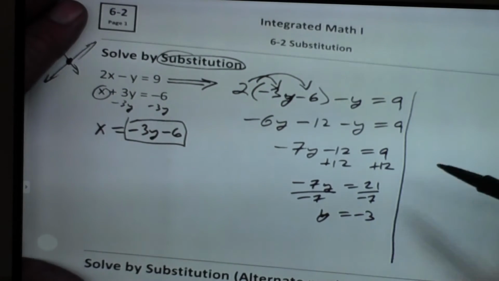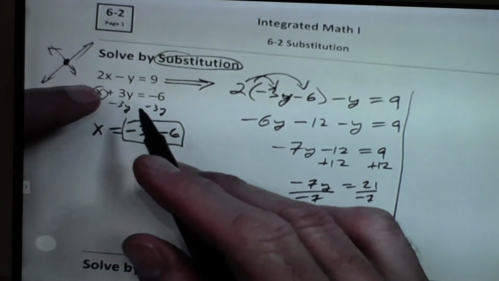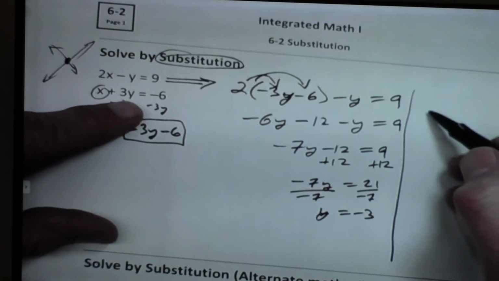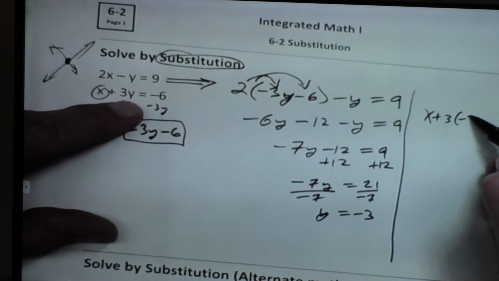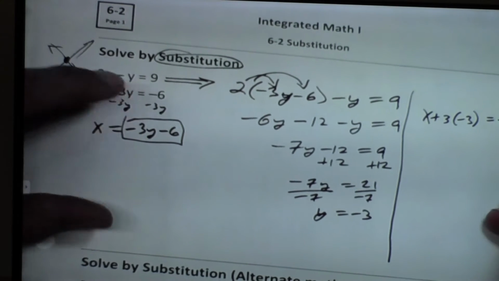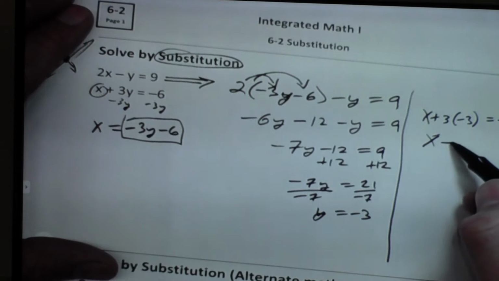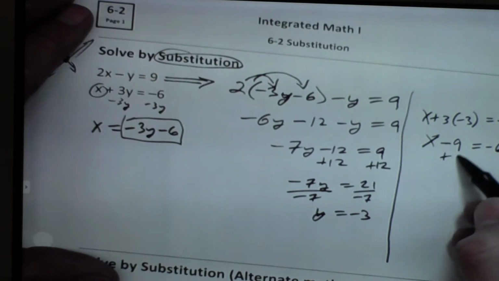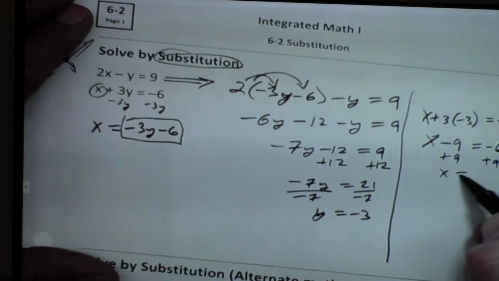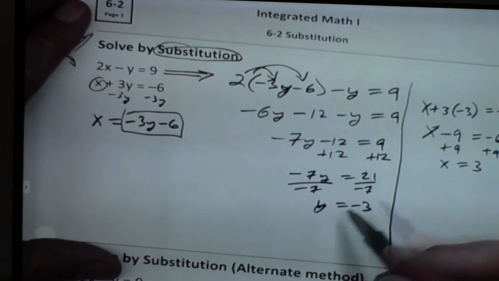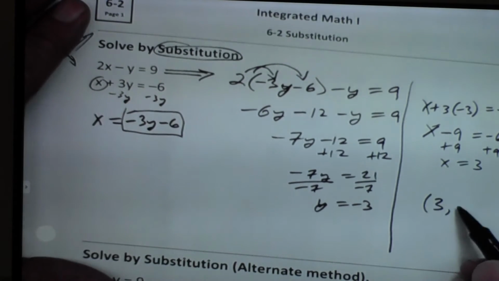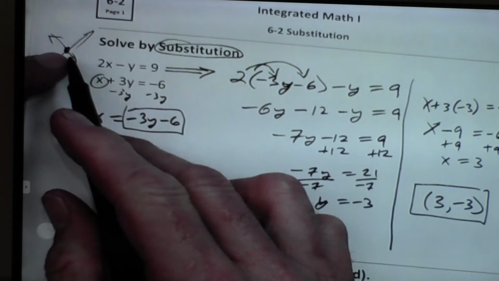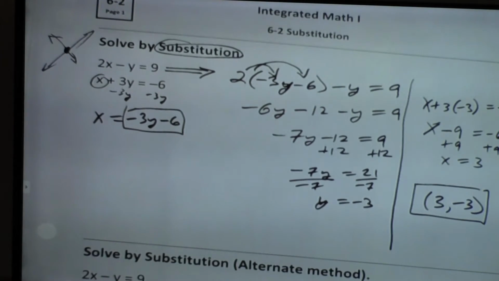Now we need to find the x value. And you can take that and just plug it into one of these. I like to put it into one of the originals. So I'm going to put it into the second one here. x plus 3 times negative 3 is equal to negative 6. So x plus, whoops, that's minus 9. 3 times negative 3 will be minus 9 equals negative 6. I'll add 9 to both sides, so I get x is equal to 3. So that's my answer, but remember I have to put it into coordinate point form. That is the point where these two lines meet, at (3, -3).